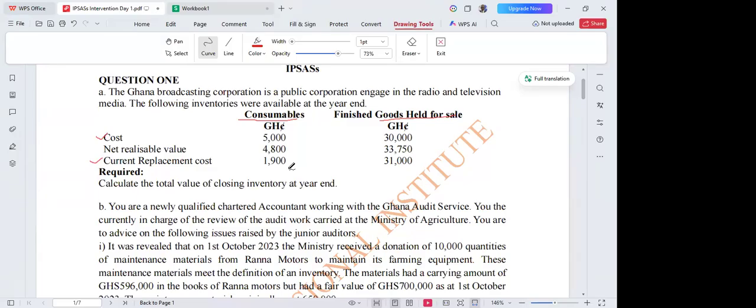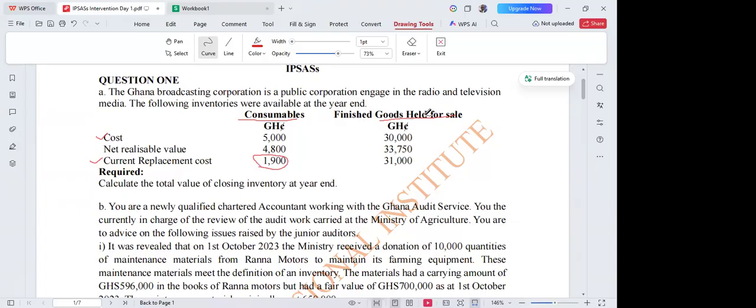Which one is lesser? The cost or the current replacement cost. Which one is lesser for Eric? Eric. Okay, I think Eric is not here. Dorcas, your hand is up. 1,900. Okay, 1,900.